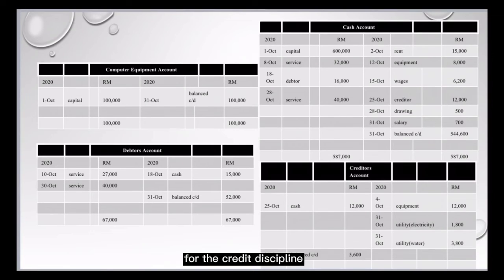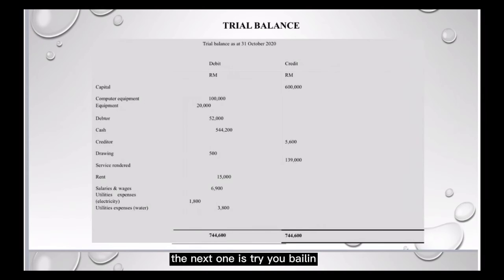1,800. For the creditors account, at the credit side, the 31st October utilities electricity 1,800, and utilities for water 3,800, and the debit side 31st October balance CD 5,600. The next one is trial balance. Trial balance as at 31st October 2020.